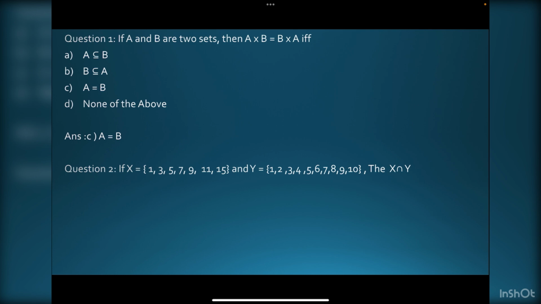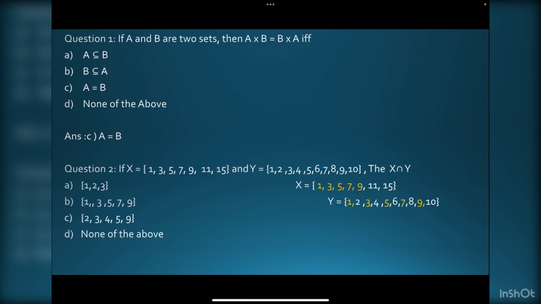Now, the easiest way of doing that: in the two sets given here, you need to strike out the common elements. Either you can strike out or you can do color coding, so we'll do color coding here. You can see we have highlighted the common elements between x and y, that is 1, 3, 5, 7, 9. These are all common elements. So the correct answer will be 1, 3, 5, 7 and 9, option B.